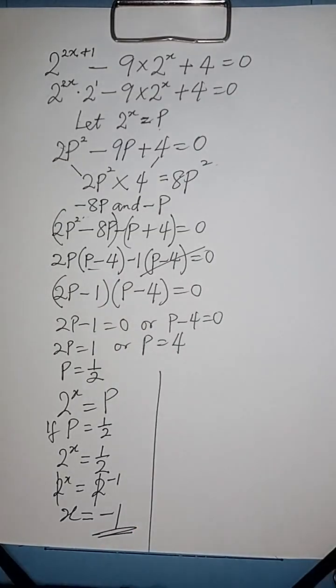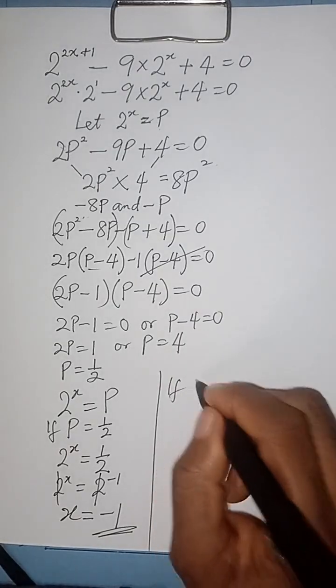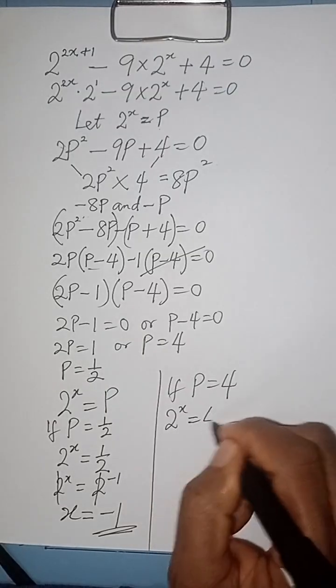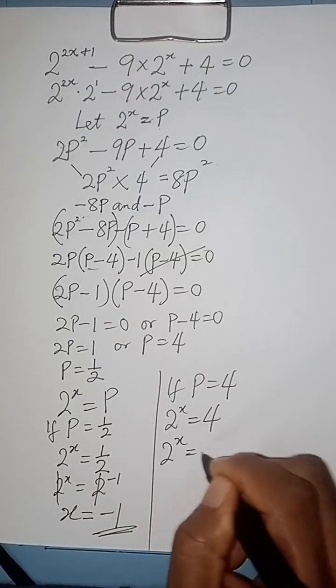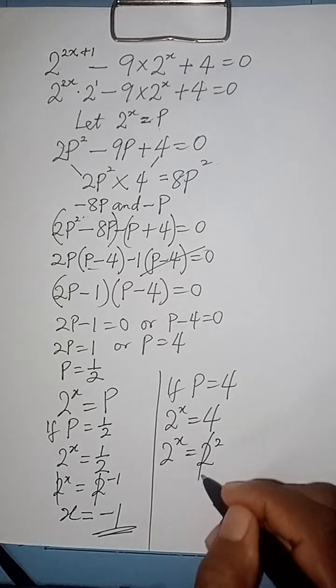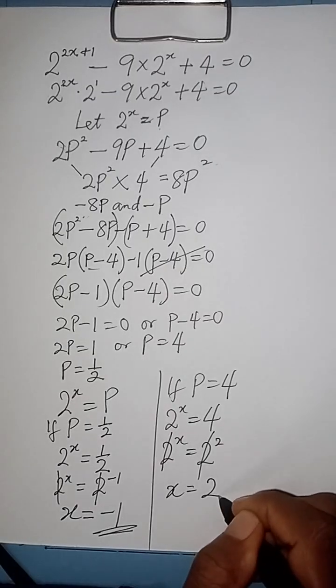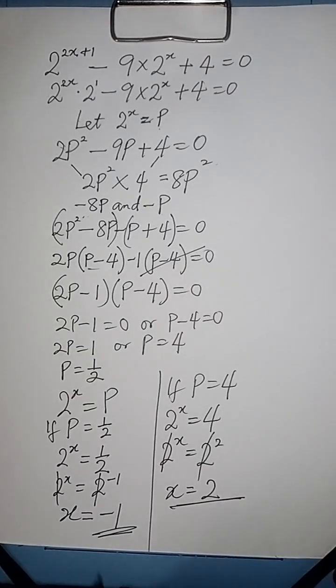So that's the first. Now if p is equal to 4, then 2 raised to power x will be equal to 4. 2 raised to power x will be equal to 2 raised to power 2. Cancel out the base, equate the powers, and x equals 2. So here, x is equal to minus 1 or x equal to 2 satisfy the equation. I guess this will not be a problem.